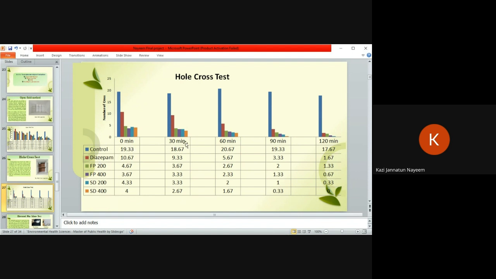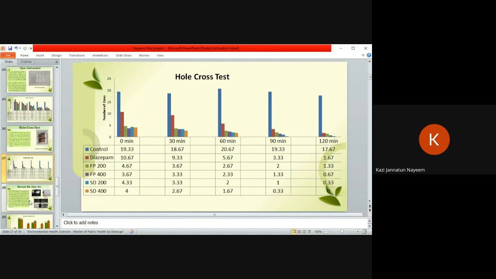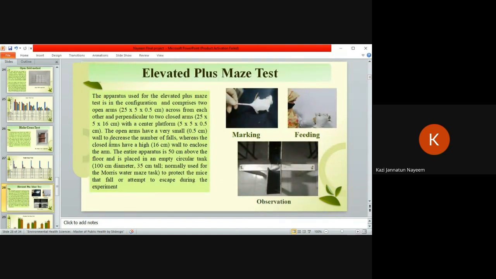We can observe 0 minute, 30 minutes, 60 minutes, 90 minutes, 120 minutes. How many times it passes? Then we check the EPM. This is also called the elevated plus maze test. Firstly, I mark the mice and feed this extract. Then I observe the anxiety activity through this apparatus. This is the apparatus. This is called the open arm. This is called the closed arm. How much time it remains on the open arm and how much time on the closed arm, we estimate through this method.